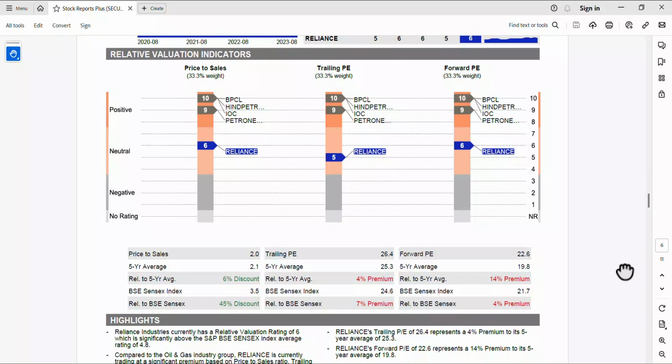It has given only 9% return in the last 1 year. The stock has not become very, very expensive. Though it is at a 14% premium as far as the forward P is concerned, and a 4% premium as far as the trailing P, that is not a big premium. Okay, the valuation is not that high.